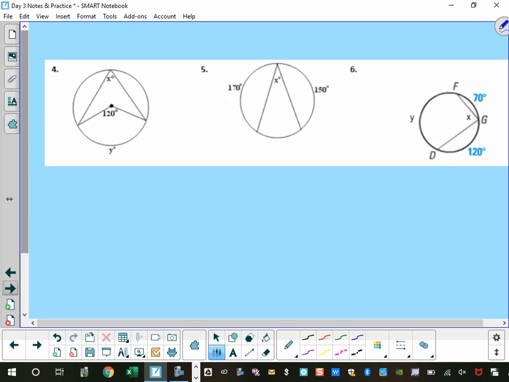Alright, so for number 4, they told us that my central angle was 120, which meant my arc here was what? So y was 120. And now I can find what the intercepted or my inscribed angle is going to be. What's half of 120? That's 60.